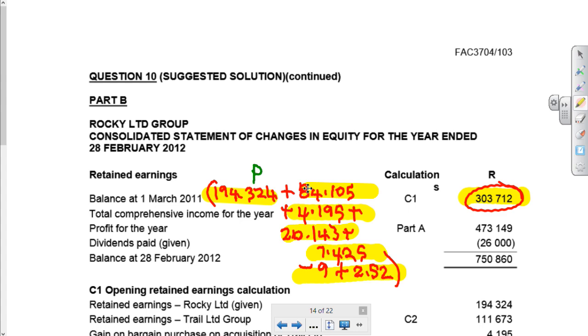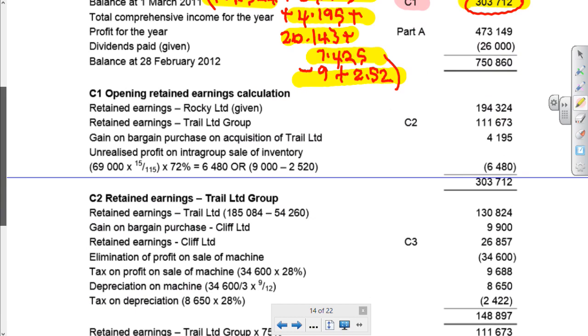If you look how it all flows, the 313 comes off Calc 1. Calc 1 is here. So in Calc 1, they've got Rocky, and they've got Trail, and they've got the bargain, and they've got the inventory. But then for Trail, it goes to Calc 2. So Calc 2 is here. Calc 2, you'll see, has Trail, and then it has the bargain purchase gain for Cliff, and then it has retained earnings for Cliff, which comes off Calc 3, and then has the machine stuff. Then they take that number and they times it by 75% to get that number.